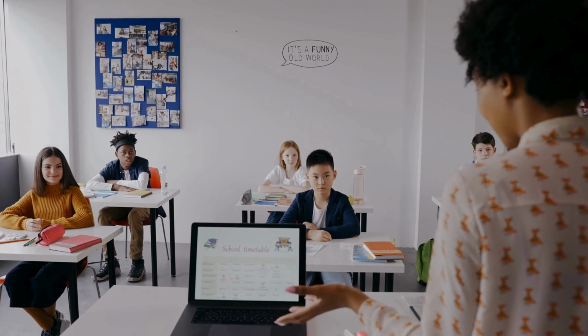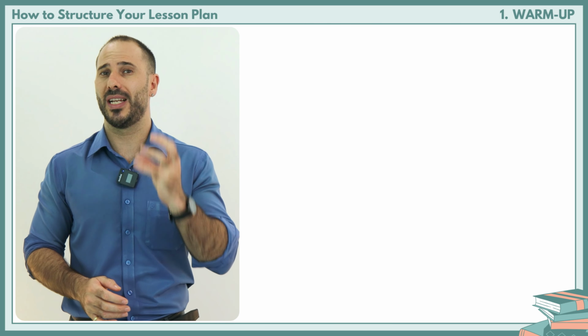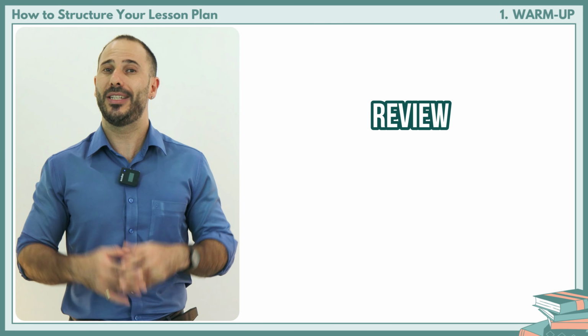First thing, warm up. Begin with a warm up. Energize your students and get them thinking in English. This could be a quick game, a fun quiz, or something related to the lesson's topic. The goal here is to build a positive atmosphere and help students transition into English mode. 5 minutes is usually all you need, and this time can be used as a review or simply to get them ready for the lesson.